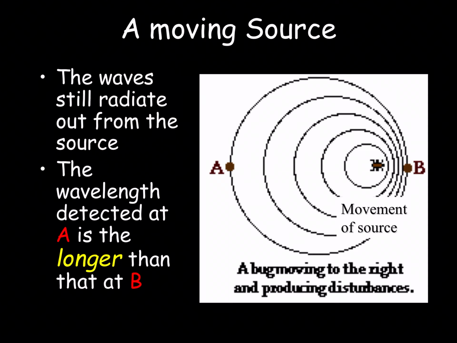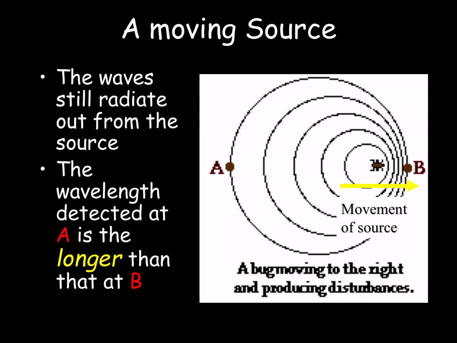Now, if the bug starts moving in that direction, then the bug is catching up with the waves it's producing by its little jiggling about. So the wavelength seen at B is different from the wavelength at A. The wavelength at B is shorter and therefore the frequency is higher. Whereas the wavelength at A is longer and the frequency is lower. So there's a difference in wavelength and therefore a difference in frequency between A and B.